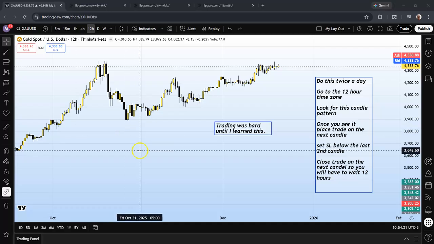So what are you going to do to implement this trade? Basically, this is what it's going to look like. Okay, pull that up.